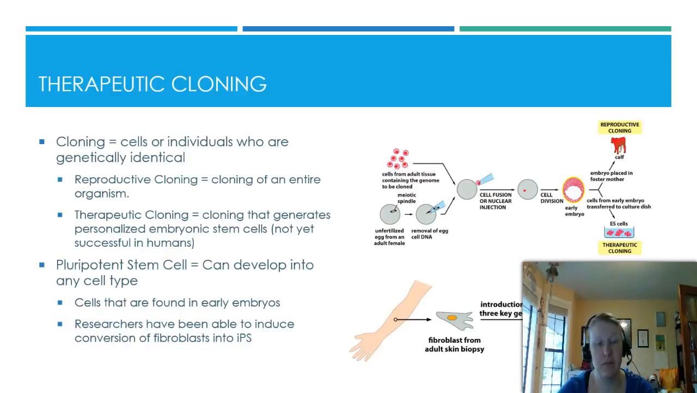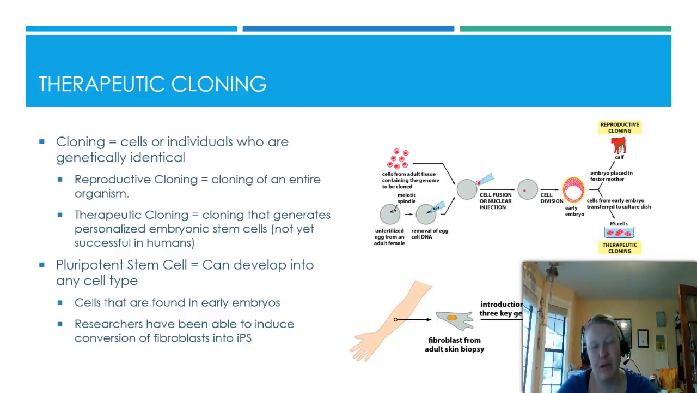Now let's go back to our basic definition of cloning. Cloning is cells or individuals that are genetically identical. And in this case, we're going to talk a lot more about cells. We talked about reproductive cloning once upon a time. That's where we generate a whole organism. But therapeutic cloning is where we can generate personalized embryonic stem cells, or the idea of it, from an unfertilized egg and the injection of DNA into it, which would allow us to create essentially new embryonic stem cells.